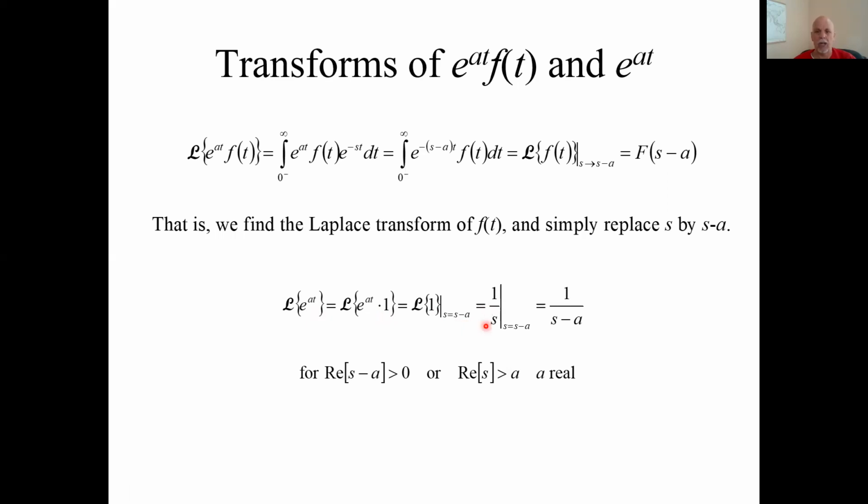That means 1 over s evaluated at s equals s minus a. That means this, 1 over s minus a. That's the Laplace transform of e to the at. And because this guy needed the real part of s to be greater than 0, we now require the real part of s minus a to be greater than 0, or the real part of s greater than a.